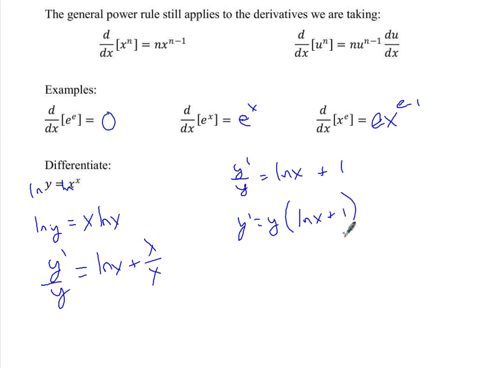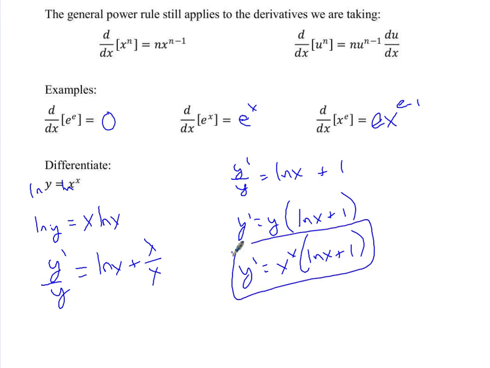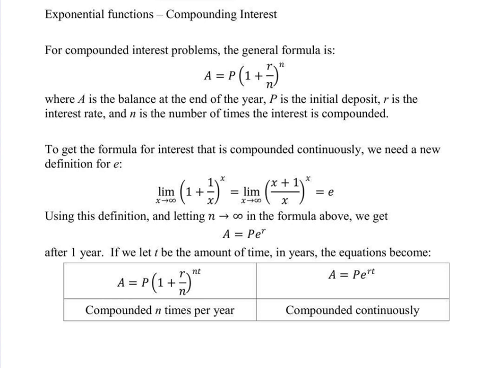That's not a very good answer though. What is y? x to the x. So now I have y prime equals x to the x times the natural log of x plus 1. There's your answer. So altogether, not too difficult of a derivative once you realize that you have a variable to a variable, and then there's a different way that we have to handle that.